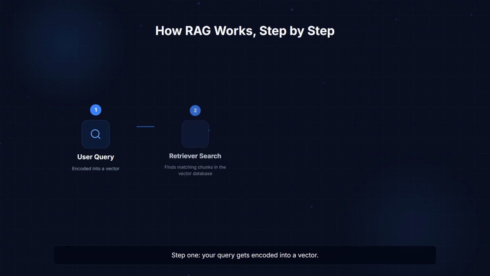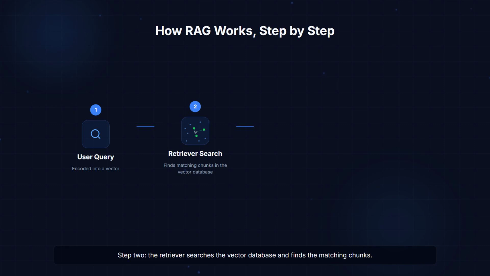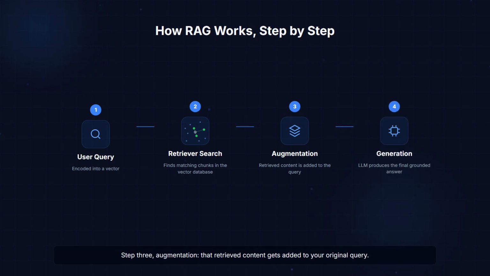Step 1, your query gets encoded into a vector. Step 2, the retriever searches the vector database and finds the matching chunks. Step 3, augmentation. That retrieved content gets added to your original query. Step 4, generation. The LLM produces its final answer, now grounded in real information.